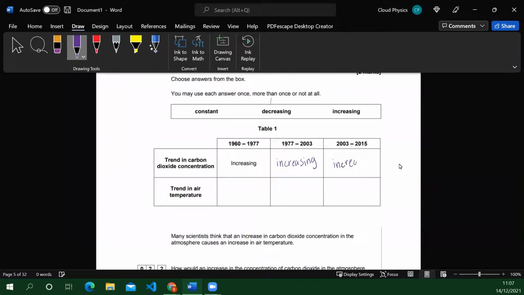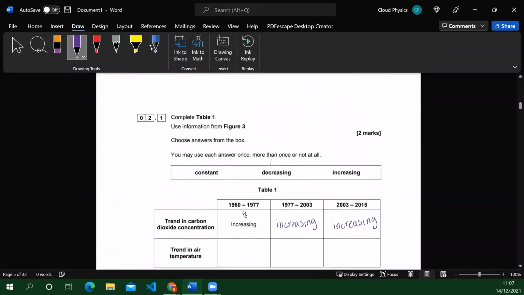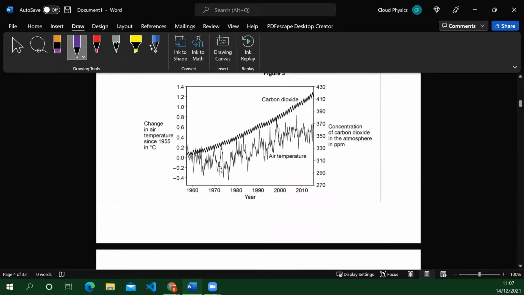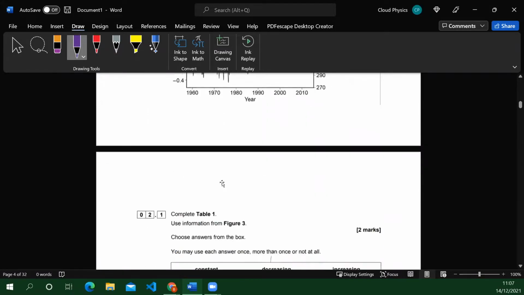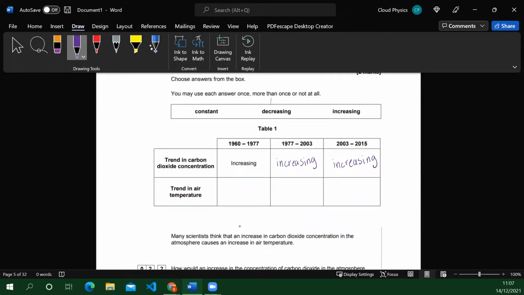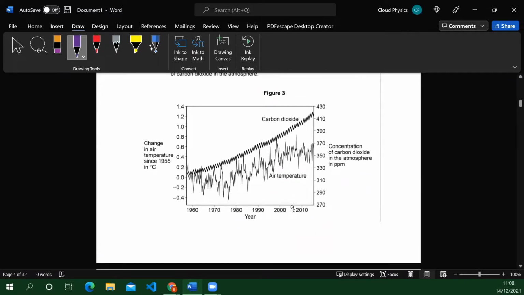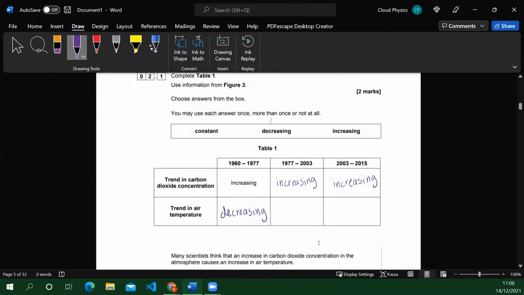Increasing. Okay, so trend in air temperature, maybe it is not exactly the same. We'll have a look. Trend in air temperature 1960 to 1977. Actually, the trend is going down. It's actually decreasing. So this isn't a straightforward thing, is it? We're going to find out. Maybe there's more than just carbon dioxide affecting it. Okay, 1977 to 2003. That is increasing, and then it sort of flattens out. So it actually increases, and then constant. It kind of flattens out.